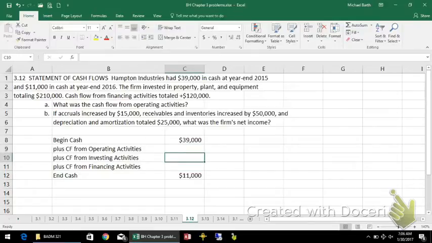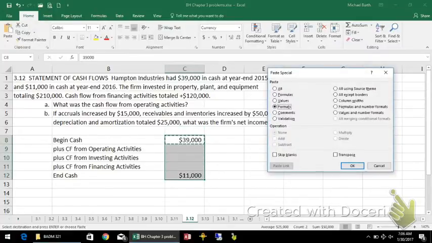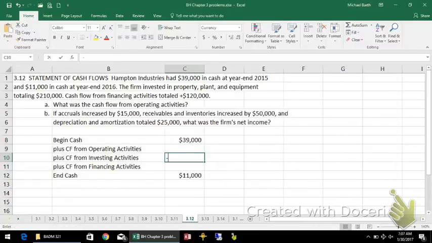Alright, investing activities are purchase of property, plant, and equipment, or sale. It can actually be positive, but in this case, they bought $210,000. So that's $210,000 is a negative cash flow because they paid for it. And cash flow for financing was $120,000. Alright, so we need to solve for that number.